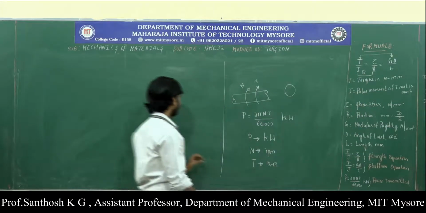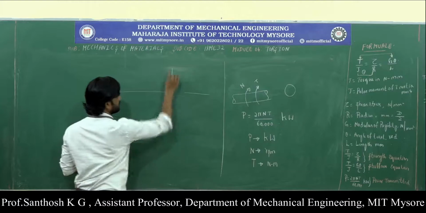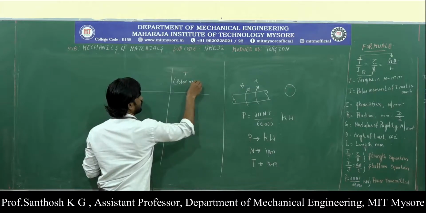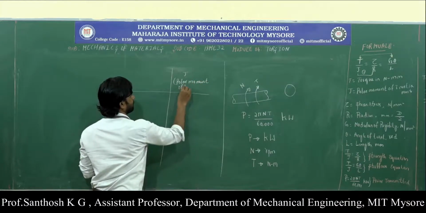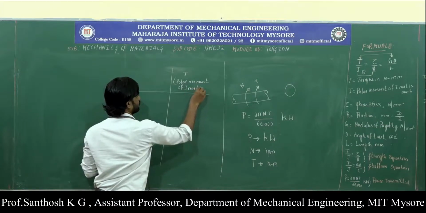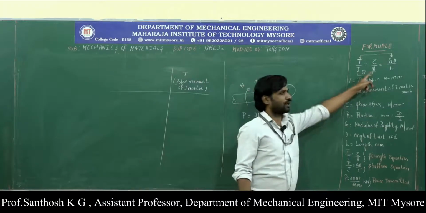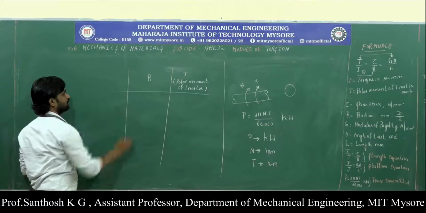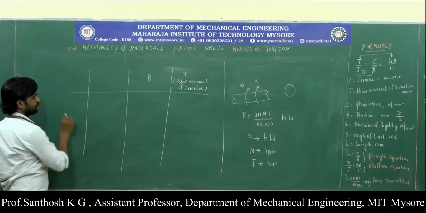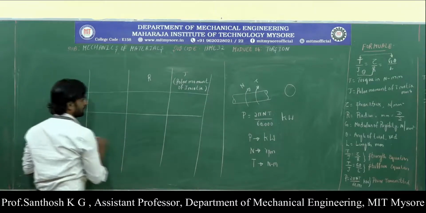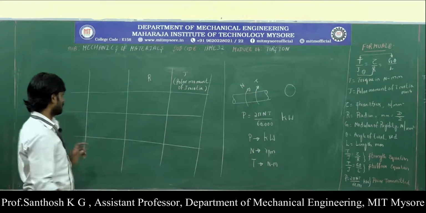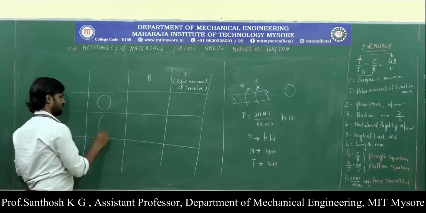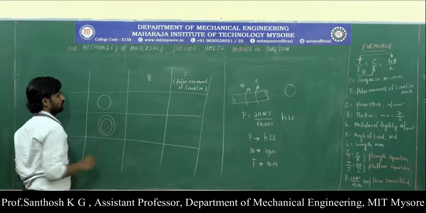And the other thing you should know while solving problems on torsion is how to find the value of J, the polar moment of inertia. And also we should know how to find the value of R for the given cross section. Usually in torsional problems, we will have two different cross sections. One is a solid circle and the second one is a hollow circle.